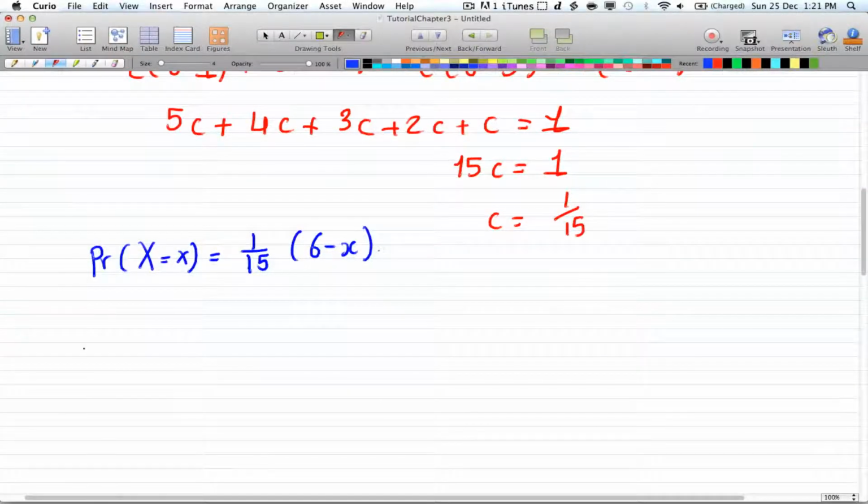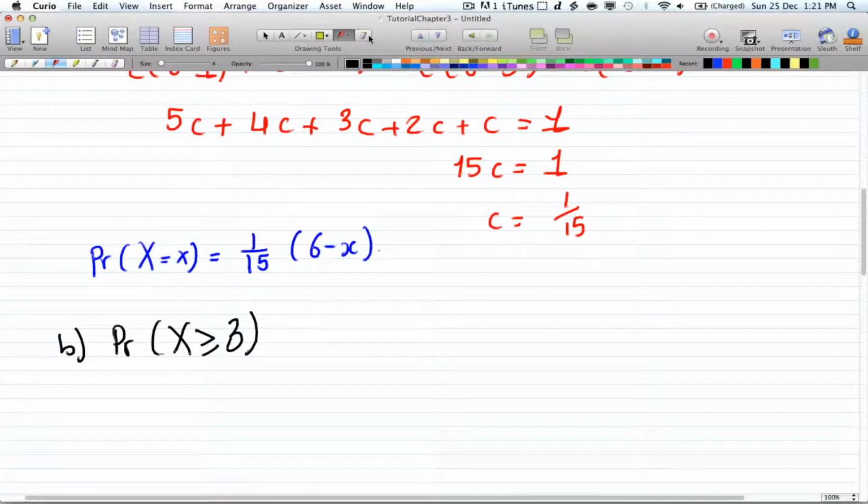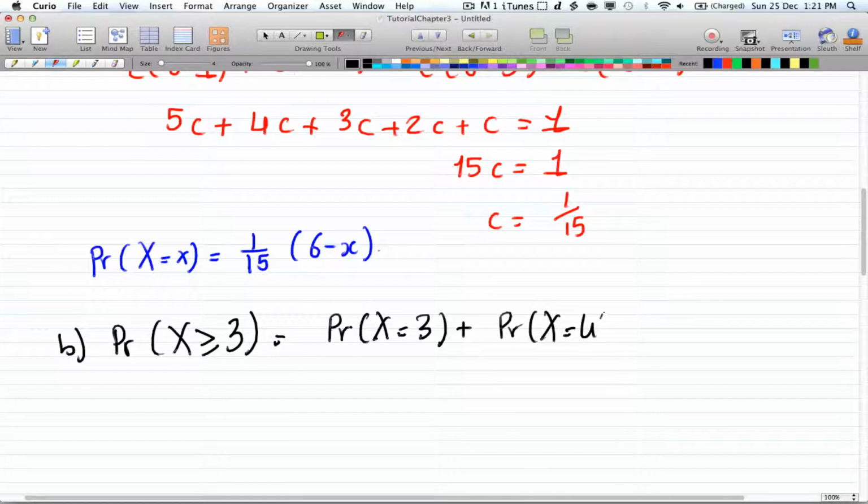Alright, so b, the probability that x is greater than or equal to 3. Okay, and that's just going to be everything after 3. So you plug in 3, 4, and 5, since that's what you're looking for. So that will be equal to the probability of x equals 3 plus the probability of x equals 4 plus the probability of x equals 5.